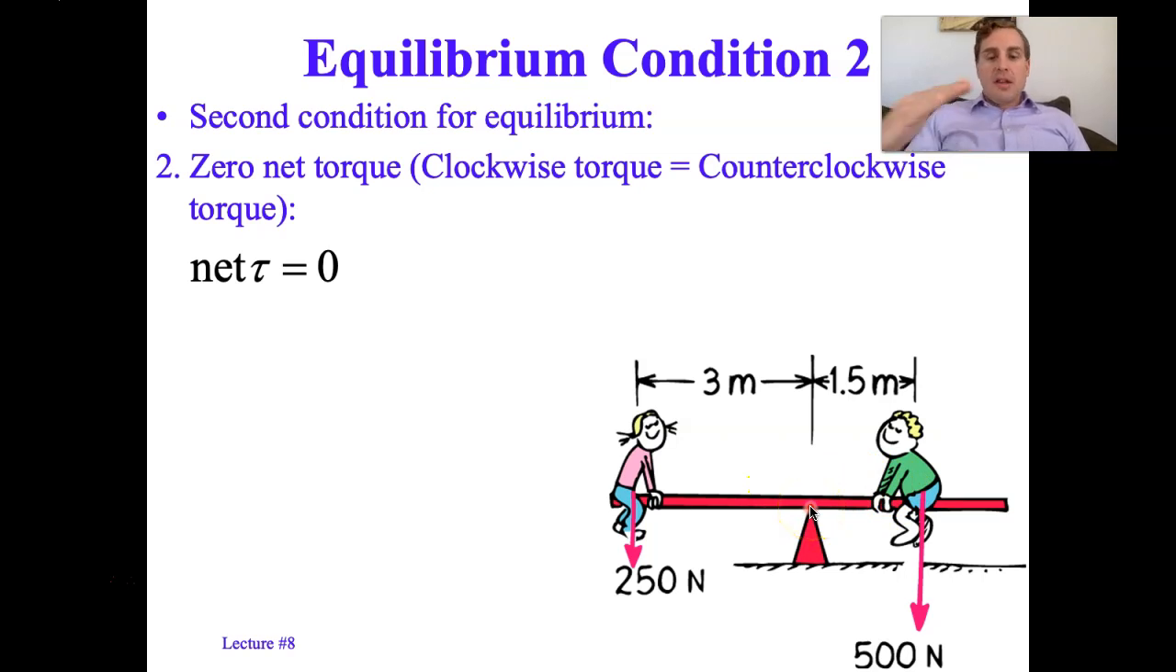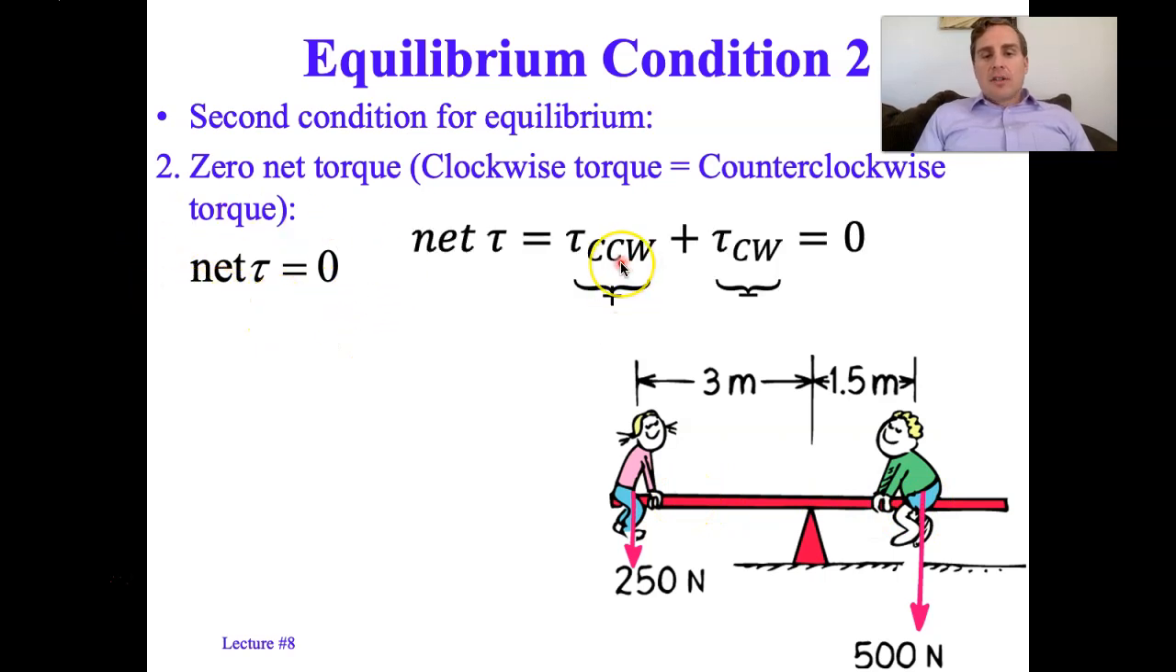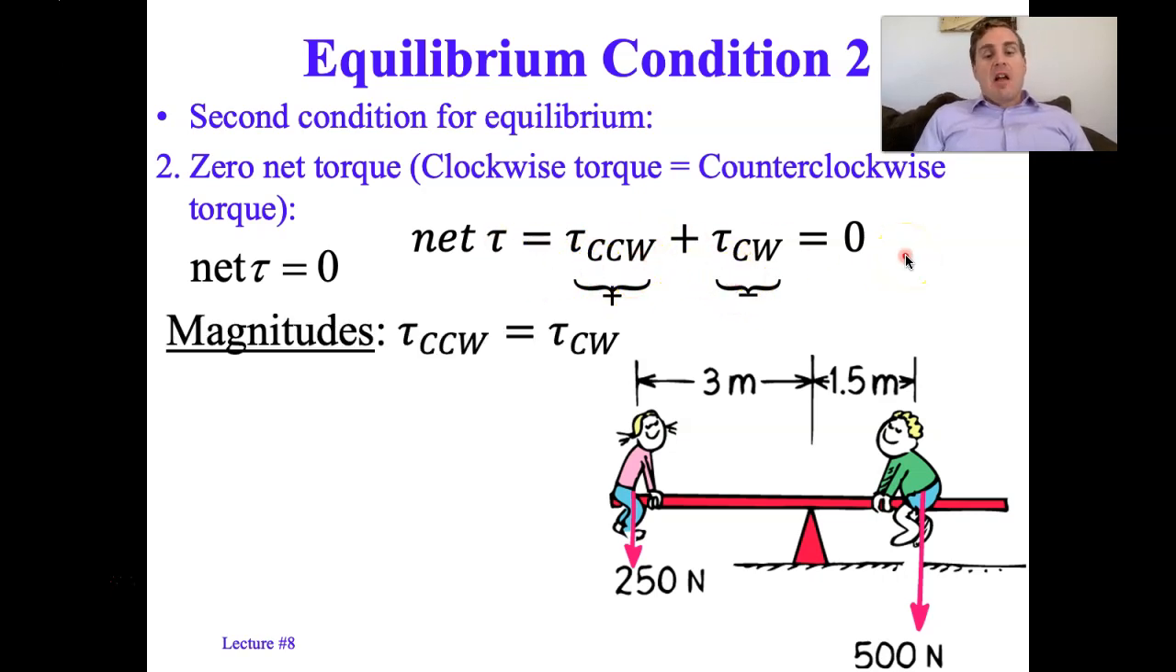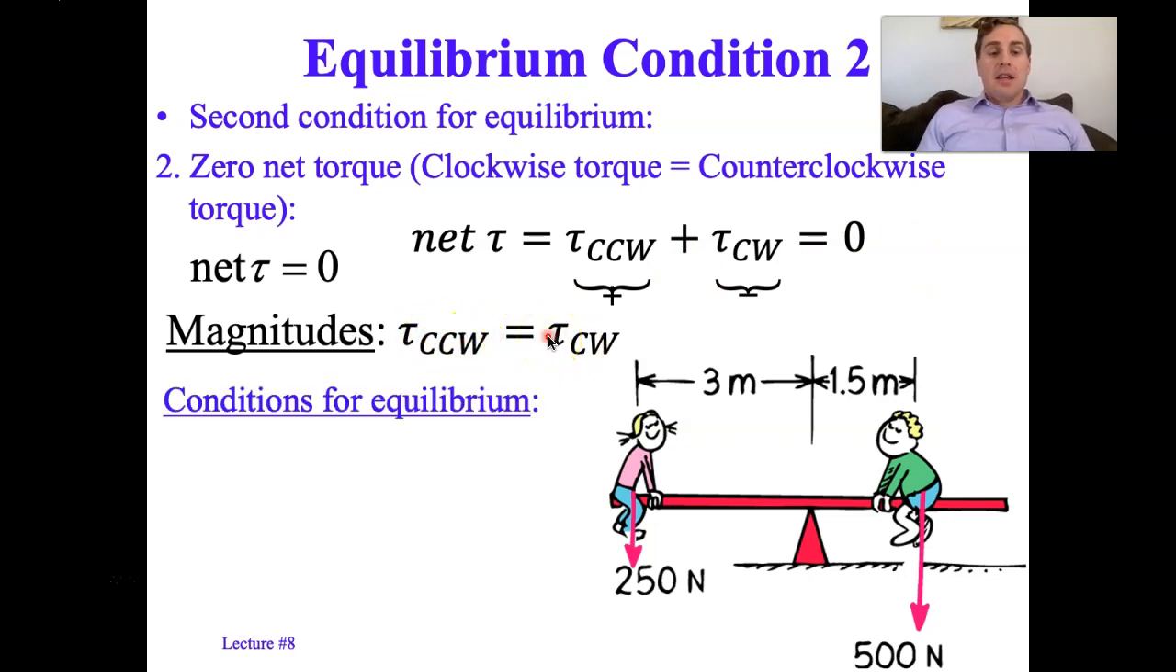Her torque, if the radius is out this way and the force is down, her torque would be counterclockwise. So her torque would be positive. So his negative 750 newton meter torque and her positive 750 newton meter torque. So those two torques should cancel to zero, so the net torque is zero. So the clockwise torque and the counterclockwise torque, the negative and the positive, have to add to zero. Another way to say this is the magnitudes of the clockwise and the counterclockwise torque must equal.